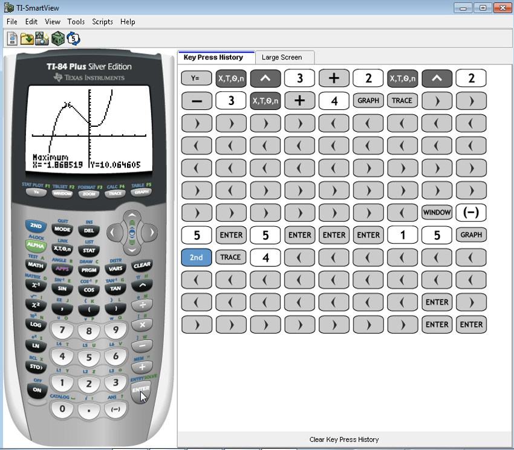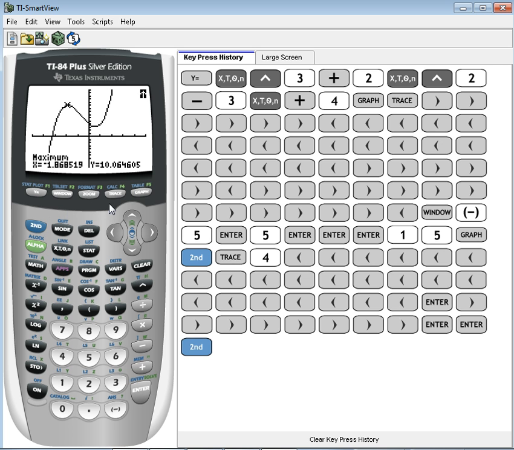And you'll notice that the maximum y value has come up to be 10.0646, correct to 4 decimal places. And that's a little different from what we saw in the trace function. This is more precise. That maximum is occurring when x equals negative 1.8685, again accurate to 4 decimal places. We can repeat this process for the minimum value.